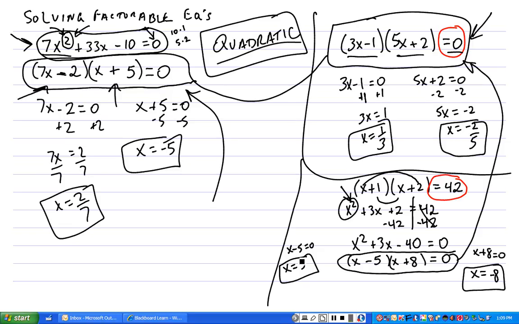Alright. So I wanted to make sure you're paying attention to certain similarities and differences. Okay. And then the last problem, one last problem.